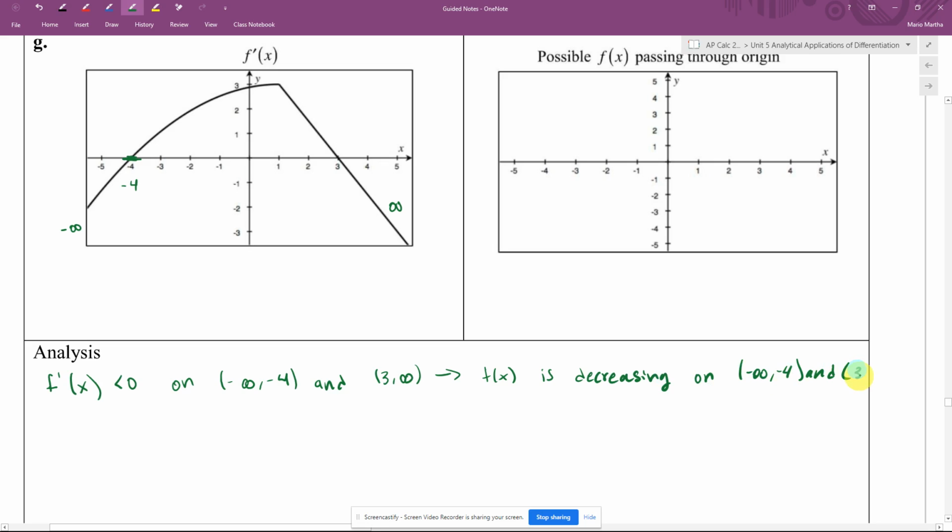And 3 to infinity. And then we're going to look at, again, when is it positive? So now f prime of x is greater than 0. It's positive on the interval between negative 4 and positive 3, right? So anything that is above the x-axis. And we're going to say that f of x is increasing on that same interval.